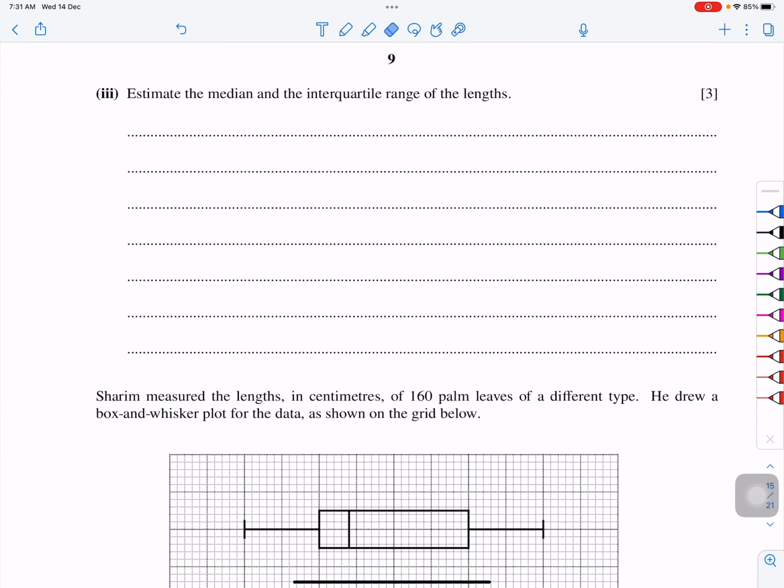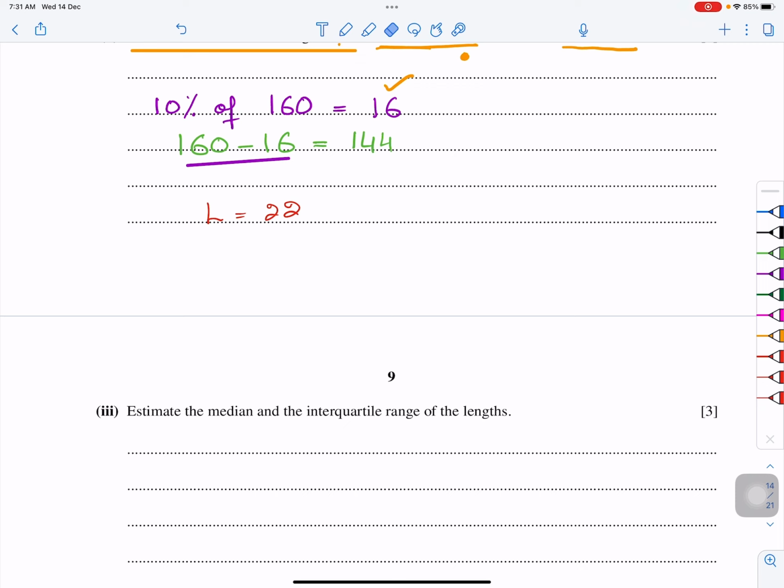Now the second last part of the question: estimate the median and interquartile range of the length. Now you know what is median? Median is 50%, and interquartile range is what? Interquartile range is Q1 and Q3 when you subtract. Now what is Q1 and Q3? Q1 is 25% of the leaves, and Q3 is 75% of the leaves.